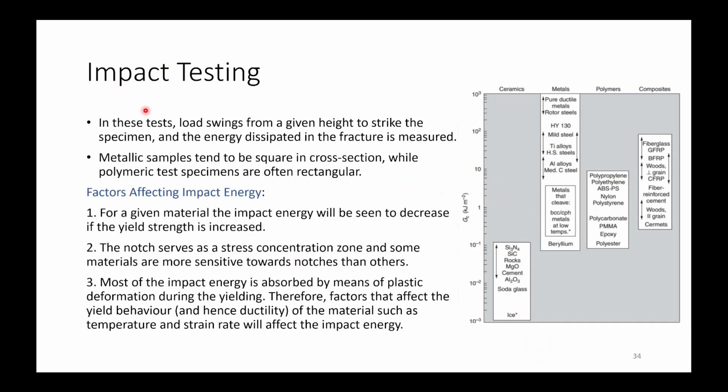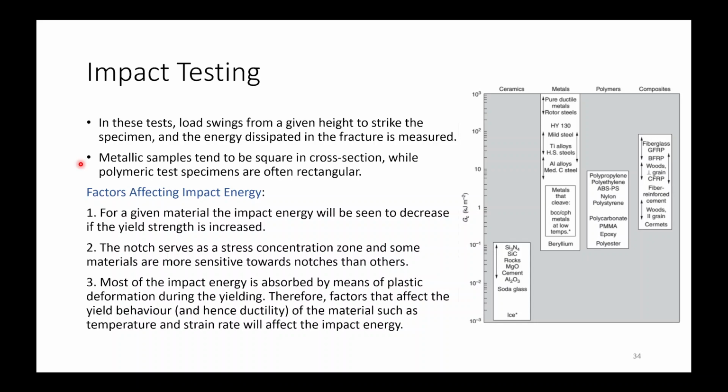Impact testing. Now materials tested under tensile testing have strain rates that are very low compared to what we give in impact testing. In these tests, the load swings from a given height to strike the specimen and the energy dissipated in the fracture is measured. The metallic samples tend to be square in cross section, while polymeric test specimens are often rectangular. The factors affecting impact energy.